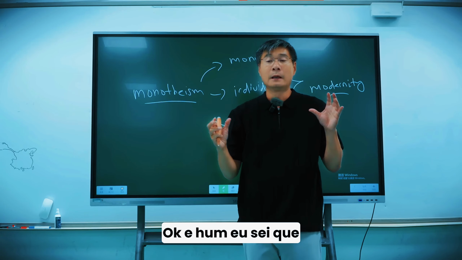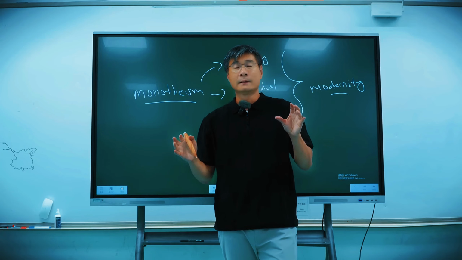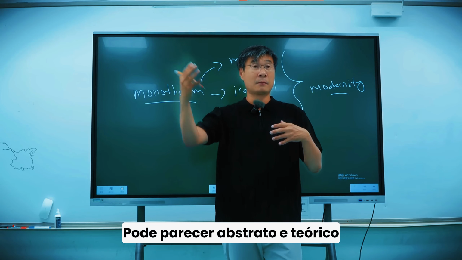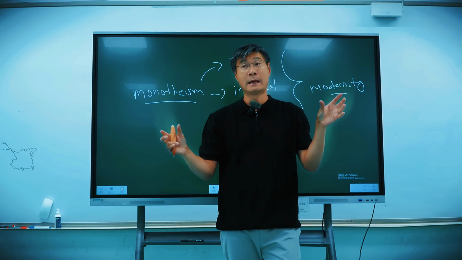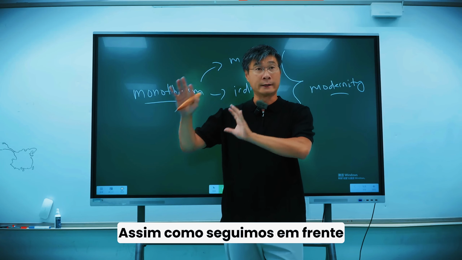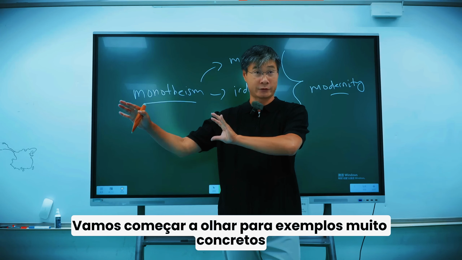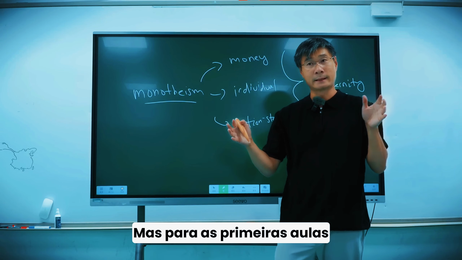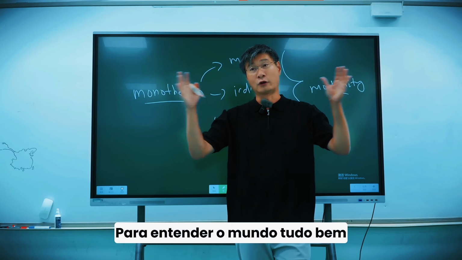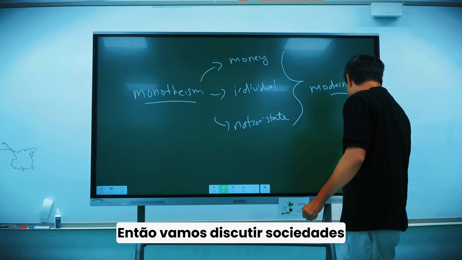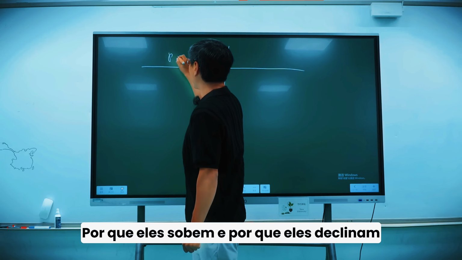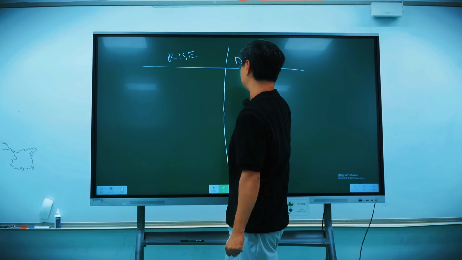I know that these first few classes may seem abstract and theoretical, but that's because we're developing the analytical models in order to better understand our world. As we move on, we will start looking at very concrete examples. But for the first few classes, please be patient. We are going to develop the theory to understand the world. All right? So let's discuss societies, why they rise, and why they decline.